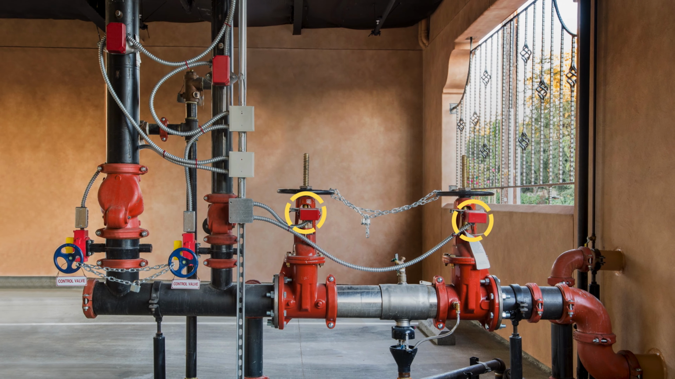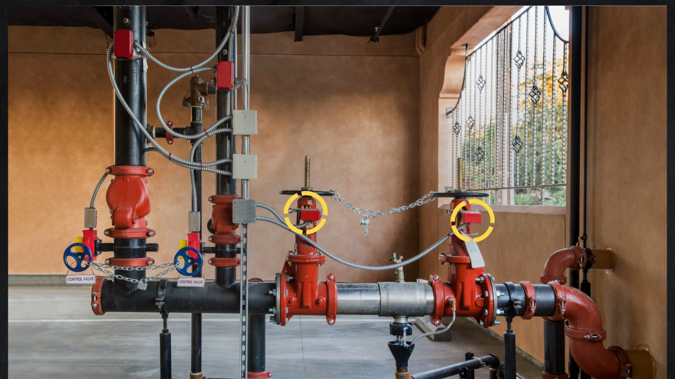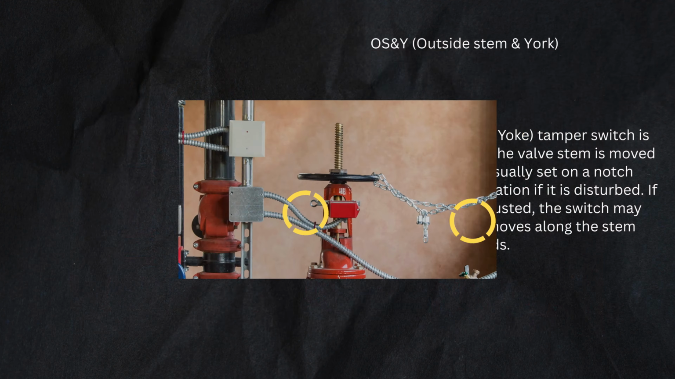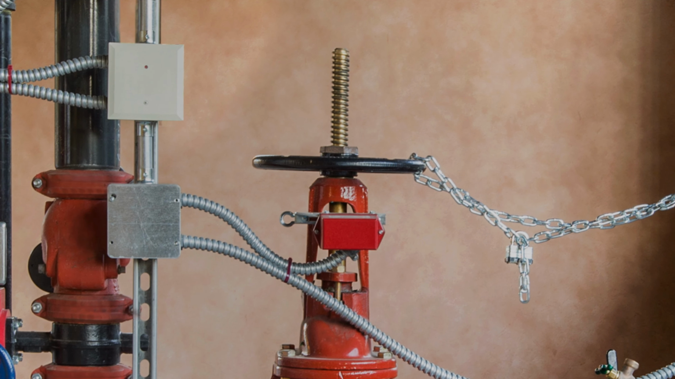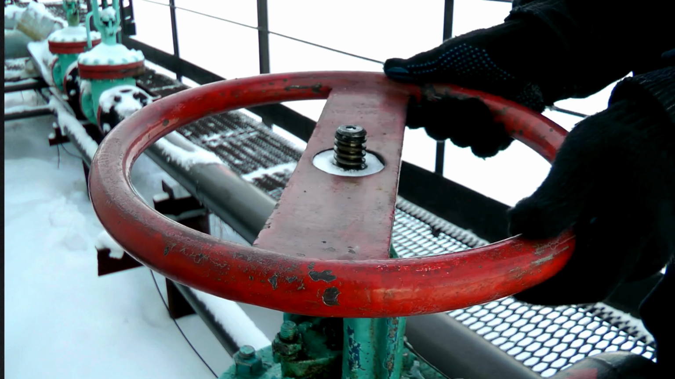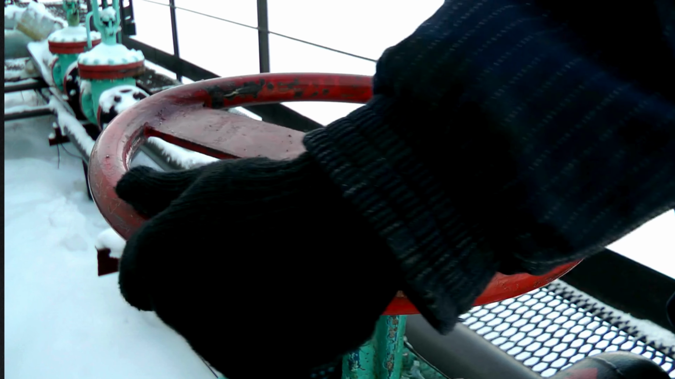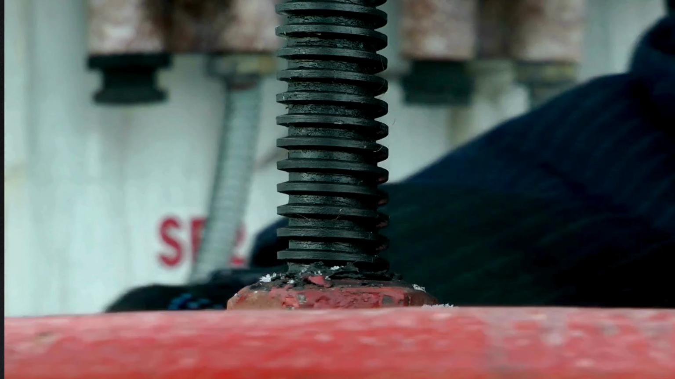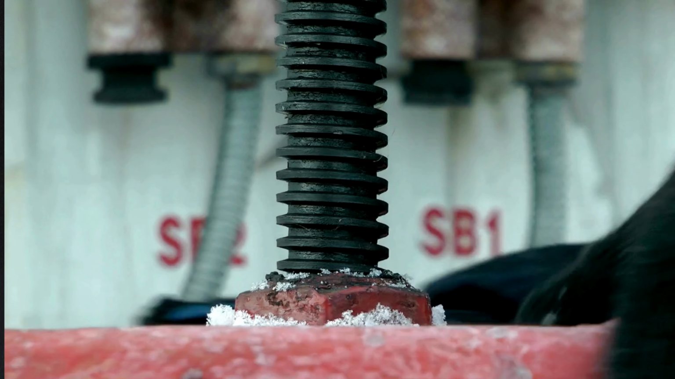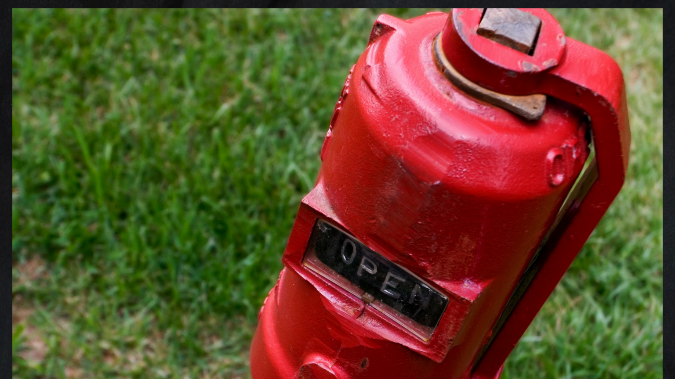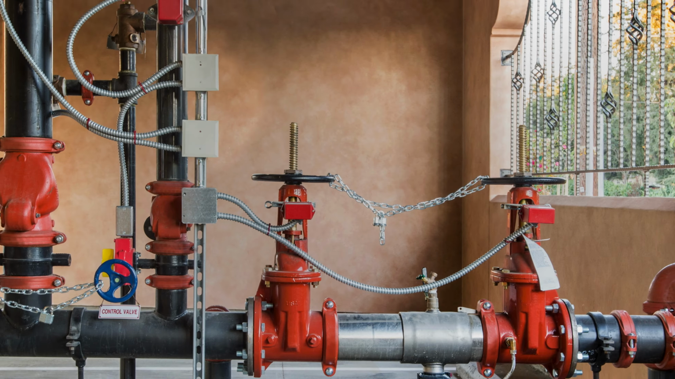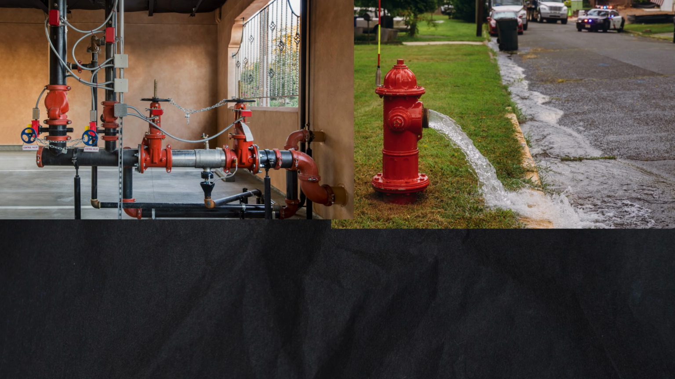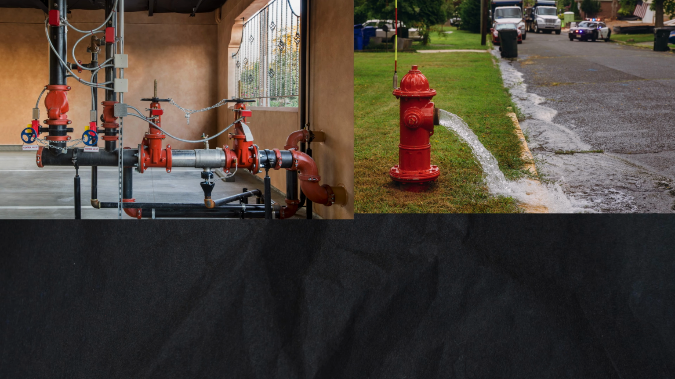The OS and Y tamper switch is designed to activate when the valve stem is moved or tampered with. It is usually set on a notch position and sends a notification if it is disturbed. If it is improperly set or adjusted, the switch may trigger repeatedly as it moves along the stem threads. Post-indicator valves are generally used to control the flow of water to a sprinkler system, hydrant, or another device with underground piping.